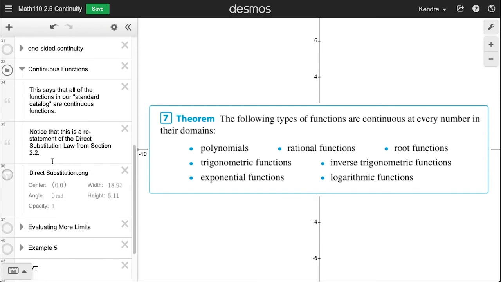Okay, so this says all of the functions in our standard catalog are continuous functions. That might feel a little bit counterintuitive, considering some of these functions do have discontinuities, such as the tangent function has an infinite discontinuity at x equals pi/2. However, it is important to see that it's continuous at every number in its domain, and pi/2 is not in the domain of the tangent function. So that still fits, as the tangent function is still continuous at every number in its domain.